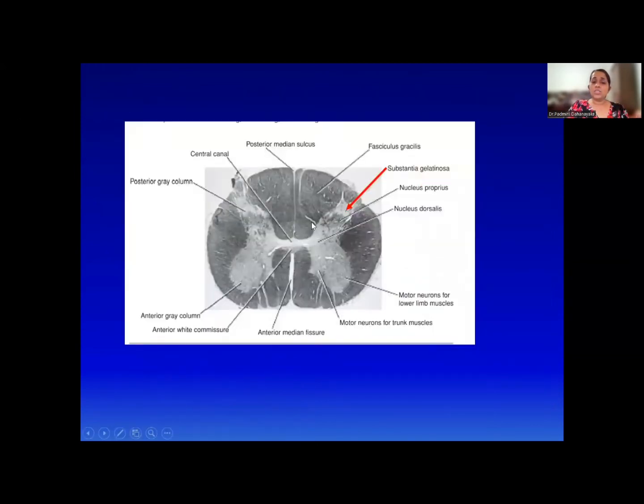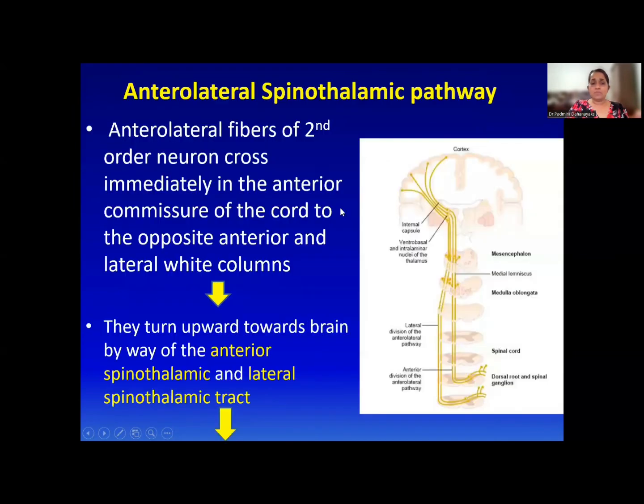I will show you a cross-section histological slide here. Now you can see this is the gray matter, and this is the white matter. So the substantia gelatinosa is here, in the gray horn of the spinal cord. Immediately after entering, it will synapse. Then the fibers from the second order neuron will cross immediately in the anterior commissure, in front of the central canal of the spinal cord, to the opposite side of the spinal cord.